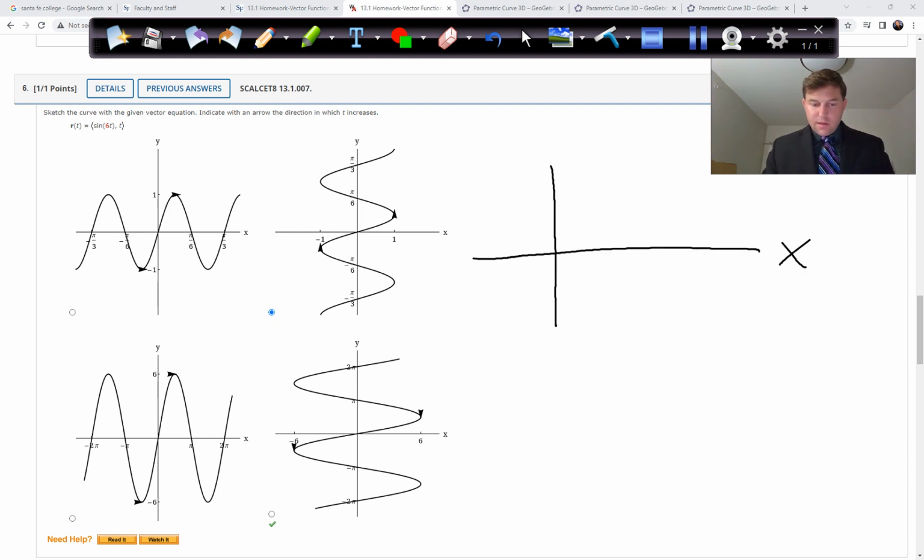So in the, let's see here. The x direction is t. The y direction is actually the x value. This is kind of weird, where x is equal to sine of 6t.